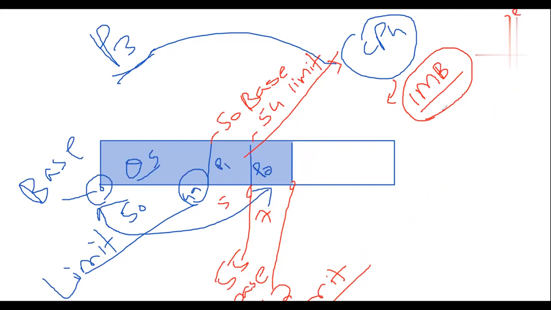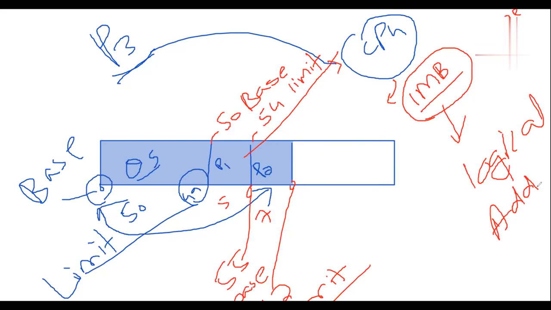Okay, but we don't know where this 1 MB will be. Where will this 1 MB be? Will it be here? From which base do we start? What will their limit be? We don't know anything about that. And such a type of address is called what? Logical address.